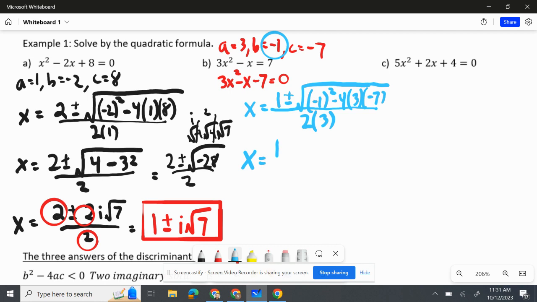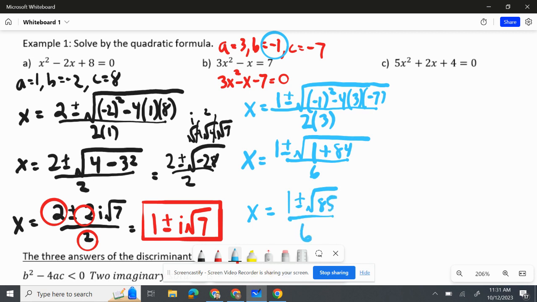x is equal to 1 plus or minus the square root. Negative 1 squared is 1. Negative negative is a positive, so that would be a plus. 12 times 7 is 84, all over 6. 1 plus 84 is 85, and that does not simplify, so we have 1 plus or minus the square root of 85, all over 6.